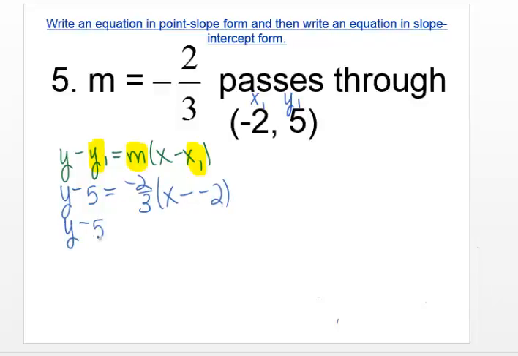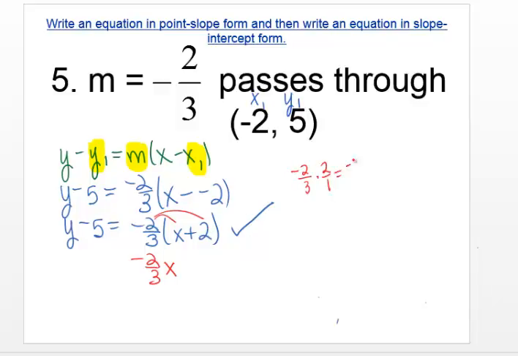To simplify this point slope form, we would really have just an x plus 2. This is one of the solutions they're asking me for because they asked for point slope form. My other solution is supposed to be in slope intercept form. This requires me to distribute. So I'll be taking -2/3 times 2. -2/3 times 2 over 1 ends up giving me -4/3.